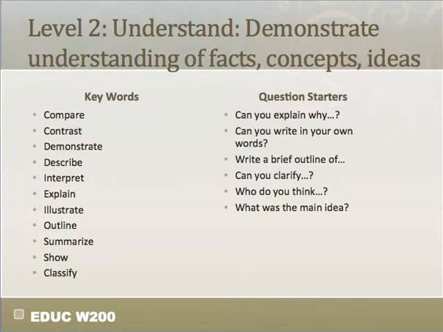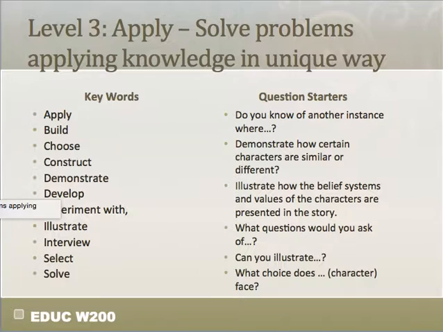Level 2 is understanding. And so that's demonstrating the understanding of different facts, concepts, or ideas. That could be using compare and contrast, illustrating something, outlining something, summarizing, classifying, those types of things. So you understand those particular facts, so you can group them together. And these are just some different question starters. So who do you think was the better candidate in this particular political debate? Or what was the main idea of Charlotte's Web? What were some of the main things that you need to revisit?